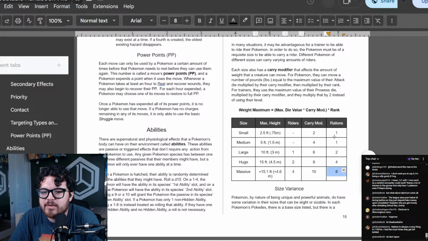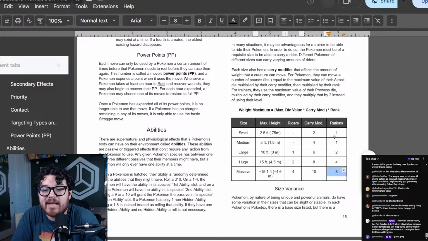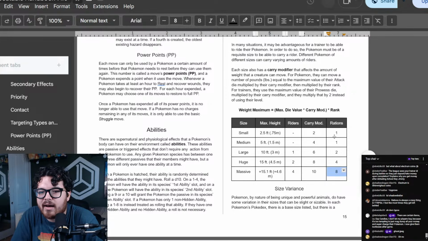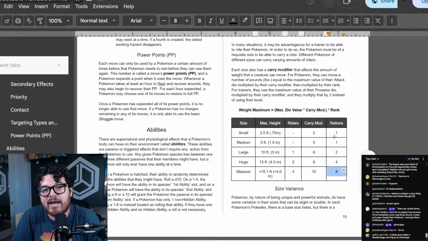Deposit money, take it out. Explains how you get more money after defeating. I mean, hey, that goes crazy. They do get left behind, Falcon, but ultimately, I think they are a good balance here. There are certain items, EXP candies, I don't let my players buy. I also agree, Spider. I agree.